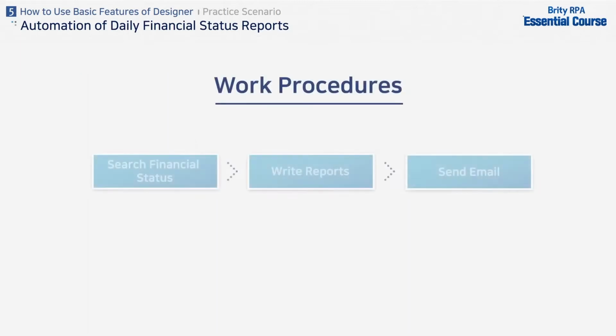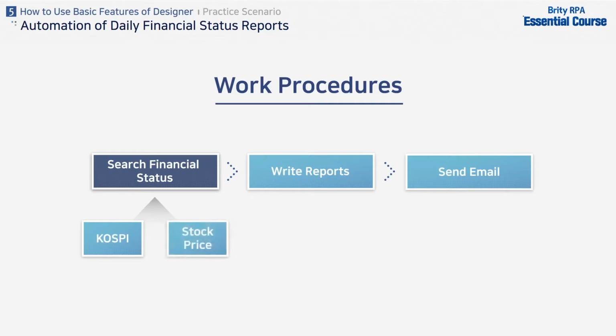Now, let's design a process based on the work procedures. The financial index will be entered into the report through the financial status search, and it will include today's date, KOSPI, and the stock price. They can be searched for on the web and then inserted into the report. So, we will implement the financial status search process as a task to search for KOSPI and a task to search for the stock price.